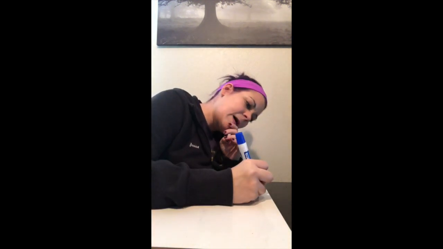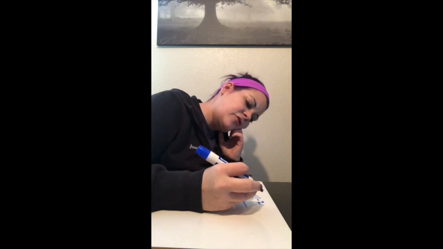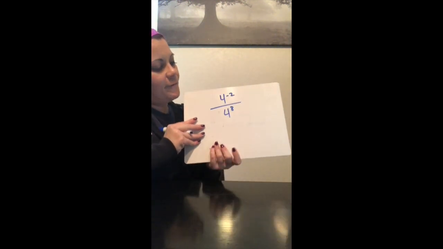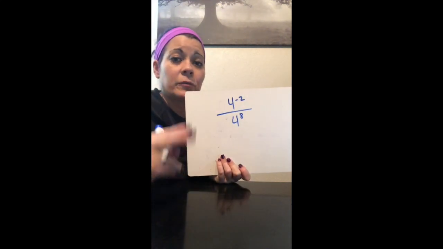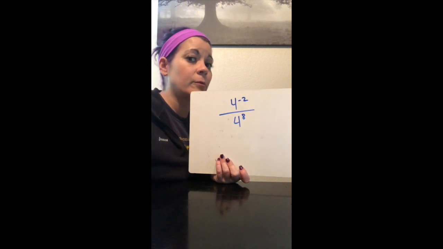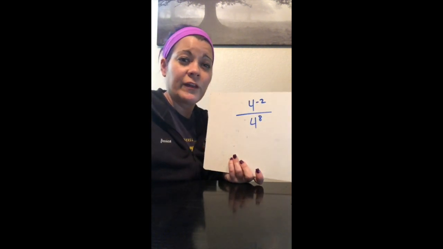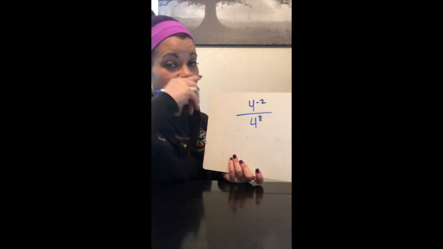Another thing that I'm just going to teach you really quickly is if you have 4 to the negative 2 divided by 4 to the 8th. Remember how I said don't simplify the negative exponent until you follow all the exponent property rules if there are any. If there are not any exponent property rules, then go ahead and simplify the negative exponents first.